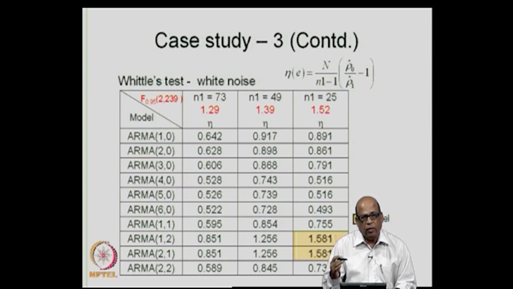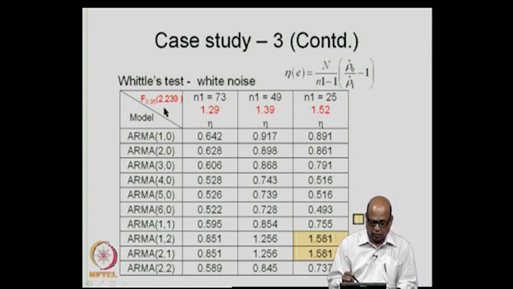In our case, N was 240. We have considered half the data, so you could have gone up to 0.15 N. You consider various tests just to see where the model fails. As you can see, these are the eta values that you obtain for different N 1 values. Let us say N 1 is equal to 73.